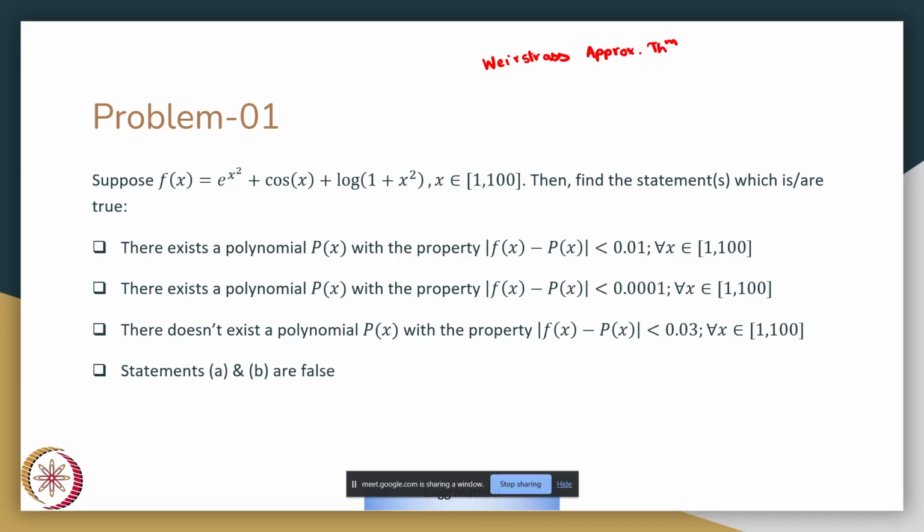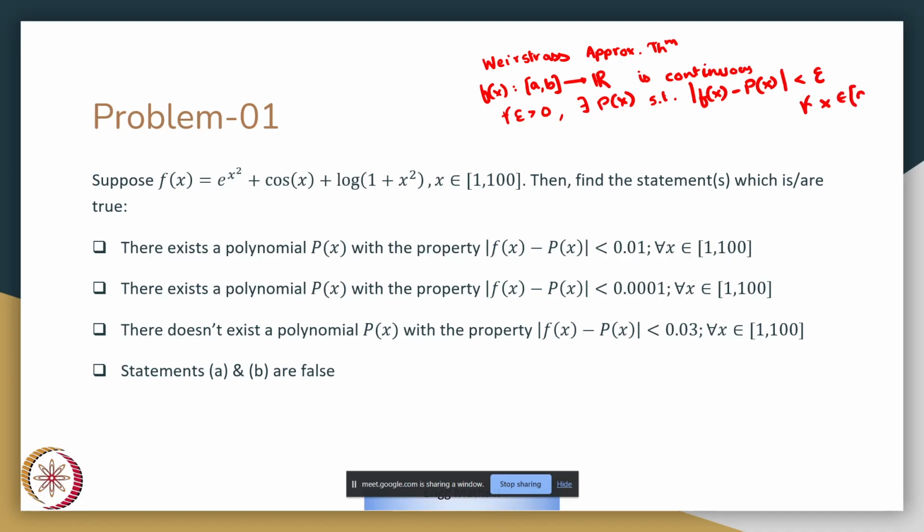Suppose we are given a function f of x which goes from the domain A to B to the real, and we are given that this f of x is continuous. Then this means that for all epsilon greater than 0, there exists a polynomial approximation p of x such that modulus of f of x minus p of x is less than epsilon for all x belonging to A to B. So this is the statement.